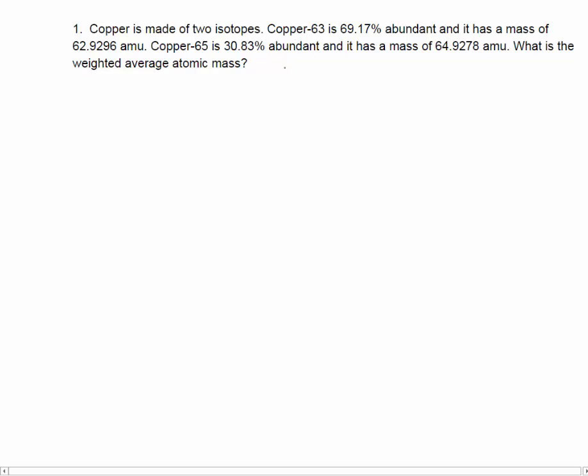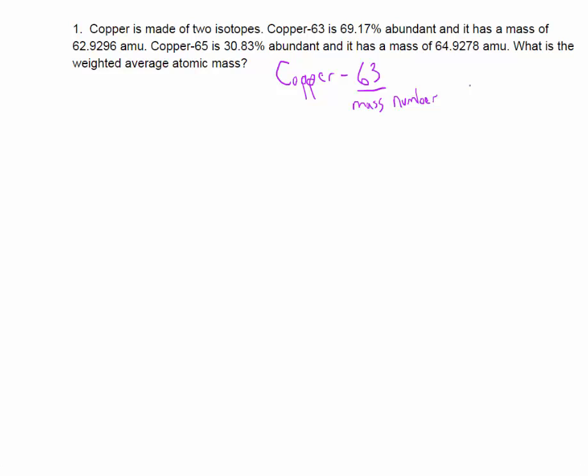This notation, where you have the name of the element, a dash, and then the 63, this number is what is called the mass number, which is the number of protons plus neutrons. Sometimes you'll hear people call it the atomic mass. That's not technically correct, but I'm also going to put a video on here to explain some of that in a little bit. So that's the copper 63, and then this is its percent abundance.